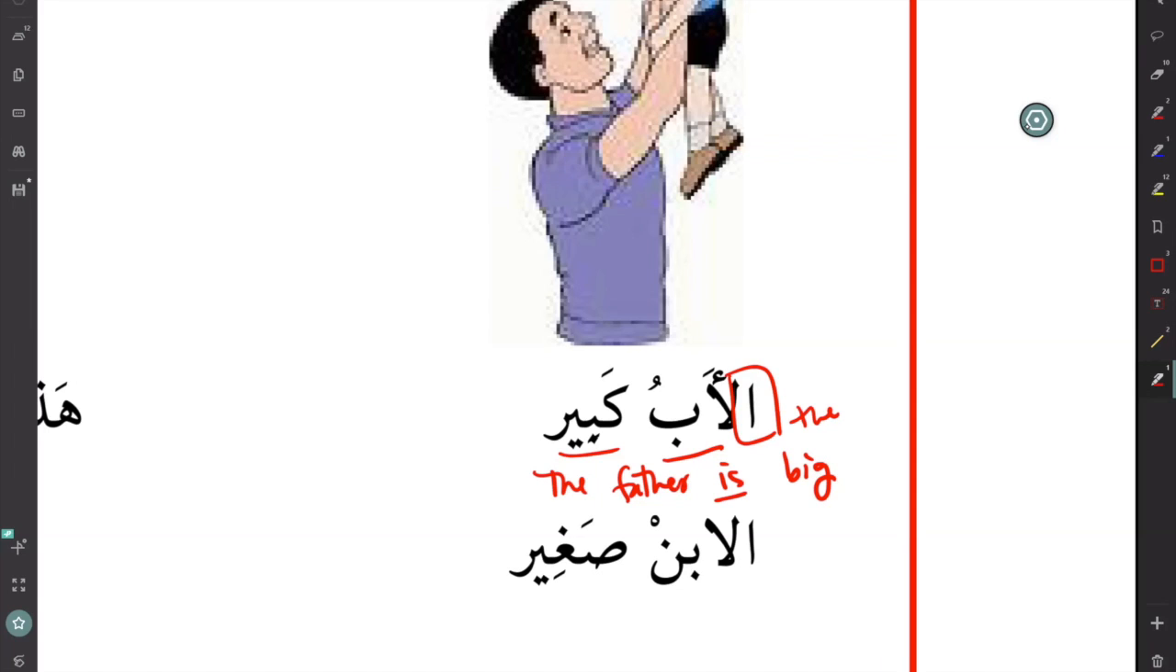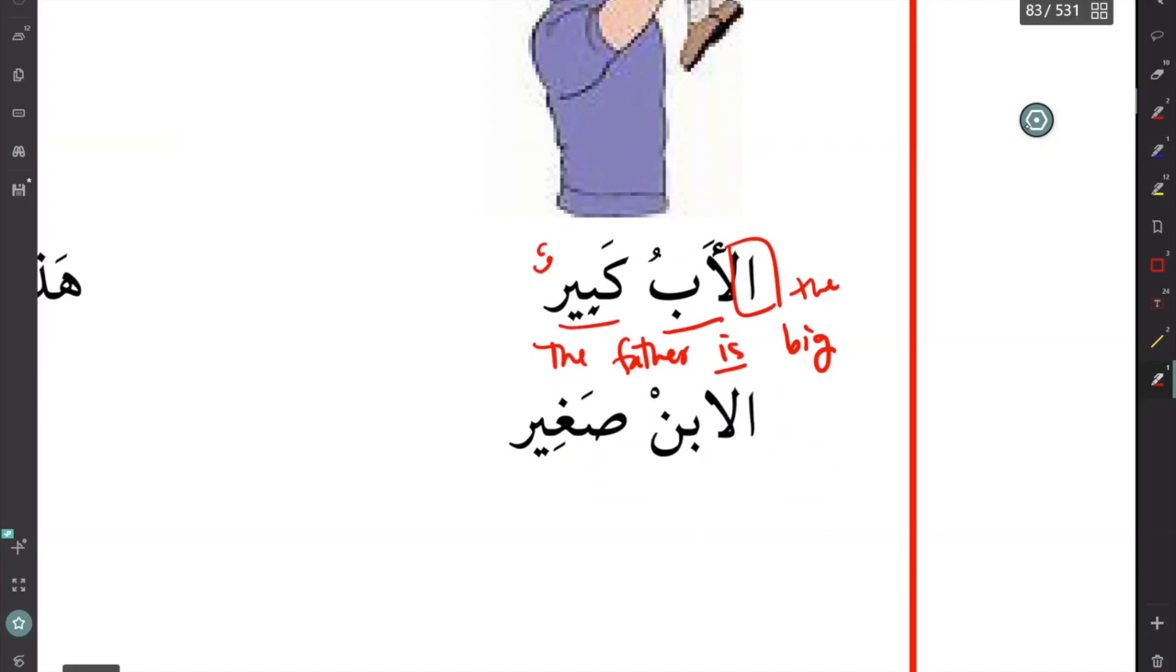In Arabic, we say al-abu kabir. You can say kabirun. Al-ab kabir, the father is big. So here's al-ibn. It's actually a mistake. It should be ibnu. Here's the sukun. Al ibnu saghirun.